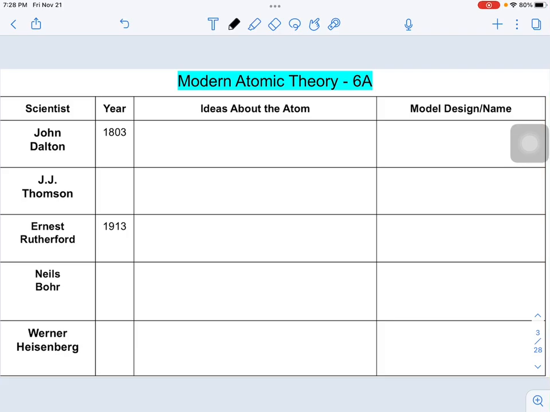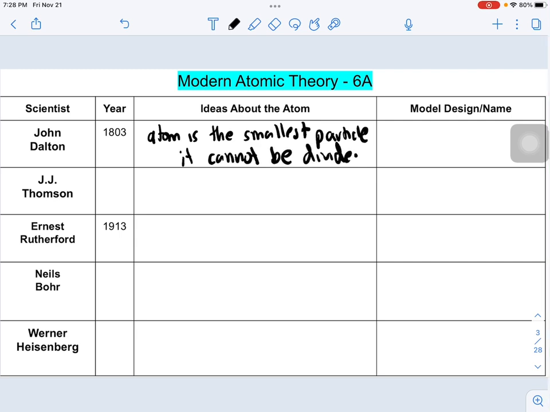So the first person that we learned about was John Dalton, and that was in the year 1803. And the main idea that John Dalton had was that the atom is the smallest particle, right? He said that the atom is the smallest particle and that it cannot be divided. And so we call his design model the bowling ball, okay? His was the bowling ball design.